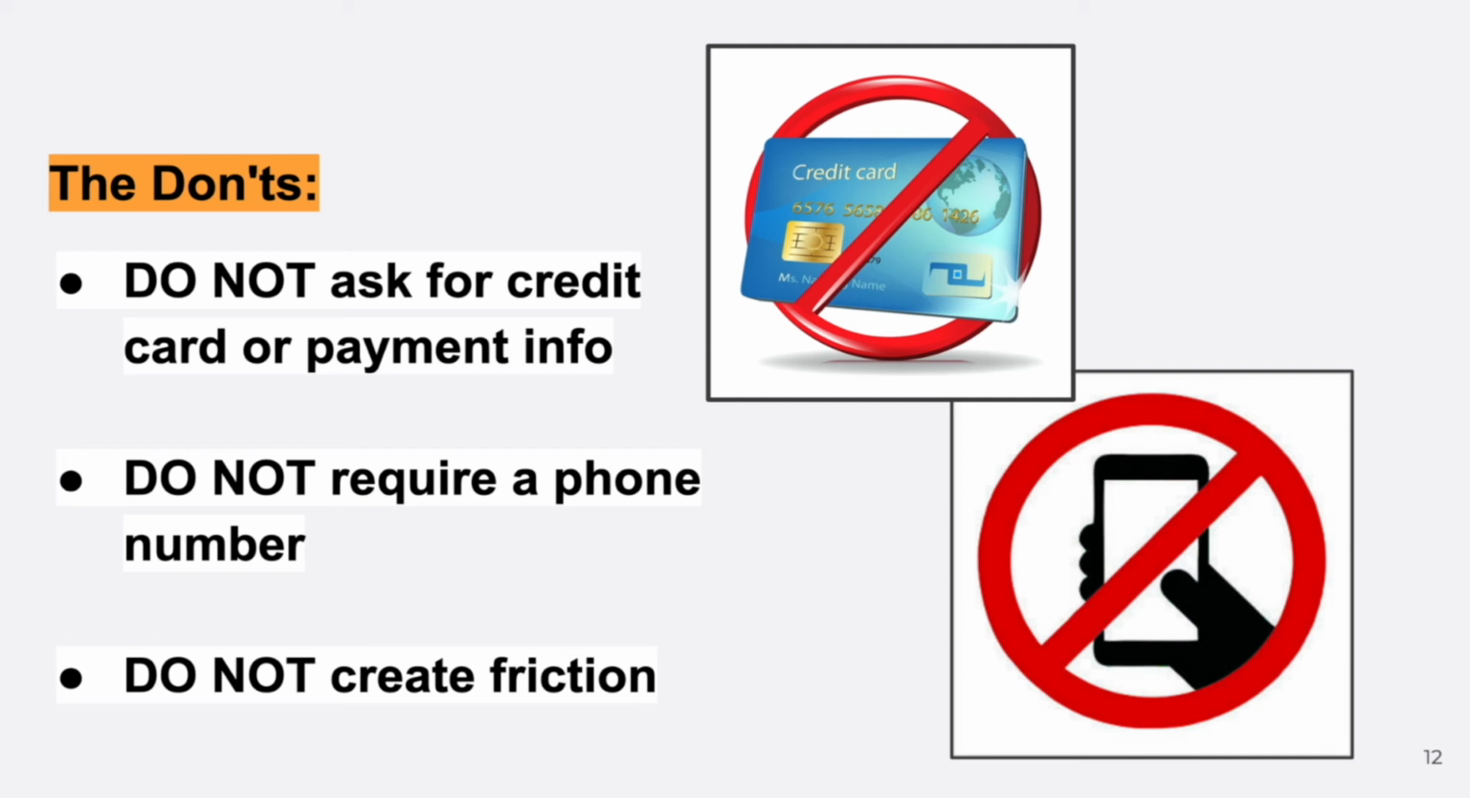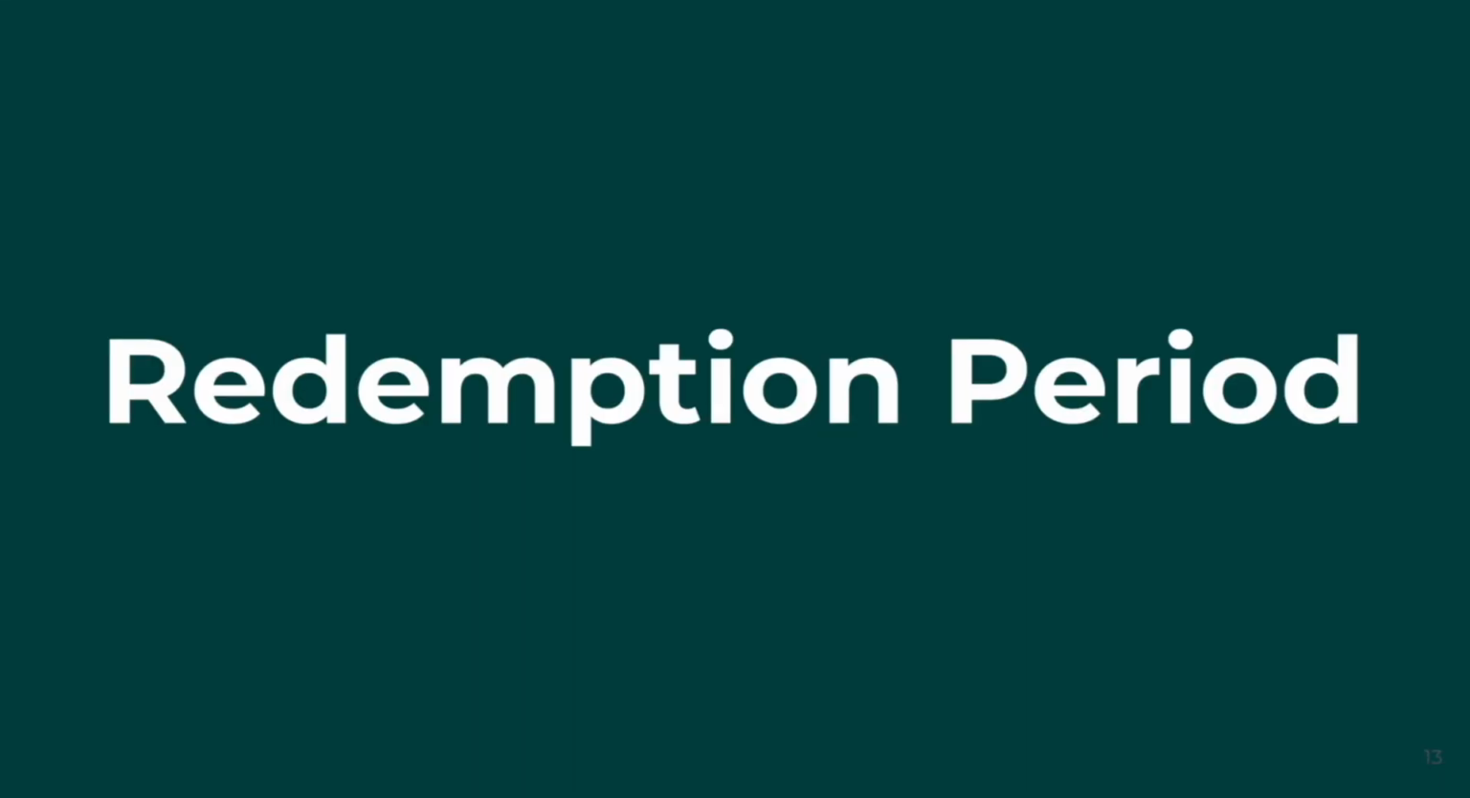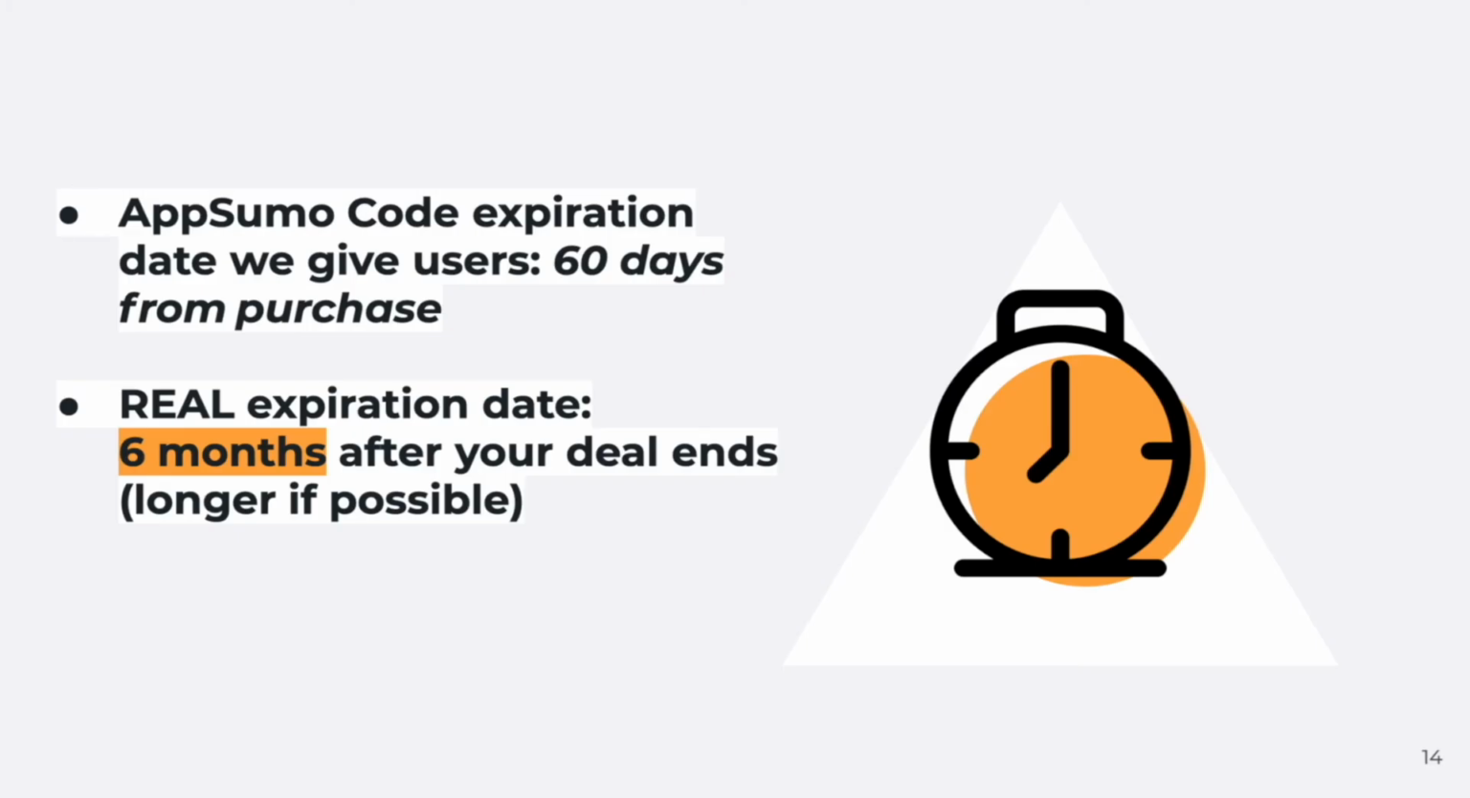The redemption period is how long your redemption page should remain active in accepting AppSumo codes. We tell Sumo-lings that they have 60 days after their purchase date to redeem their AppSumo codes, and that this is what determines the expiration date we issue to them. The reason we do this is to encourage users to quickly redeem their AppSumo codes and have the opportunity to use and review your product before their refund window ends.